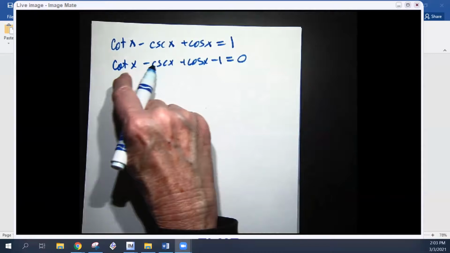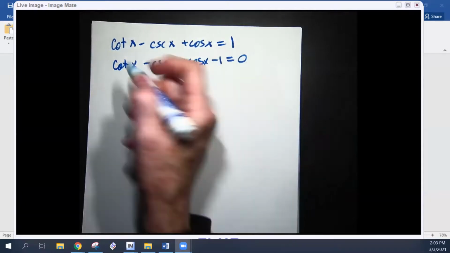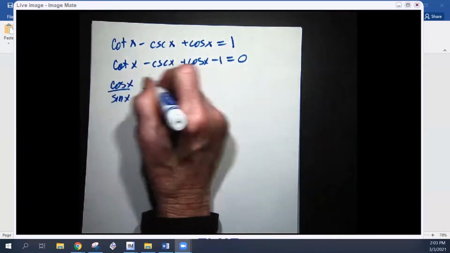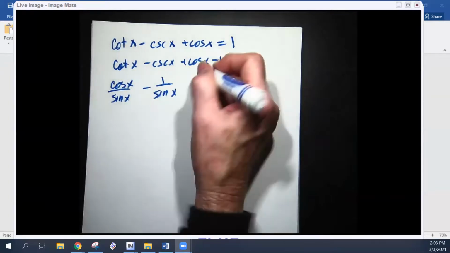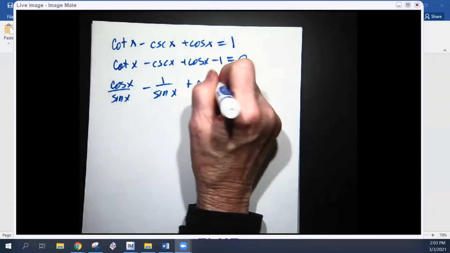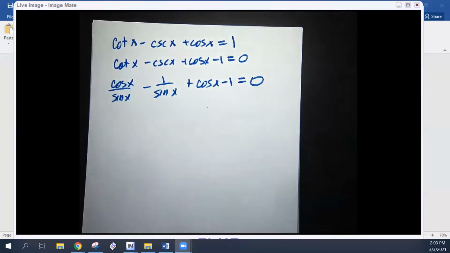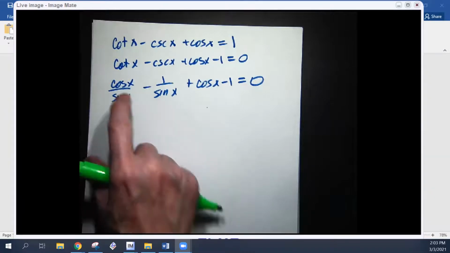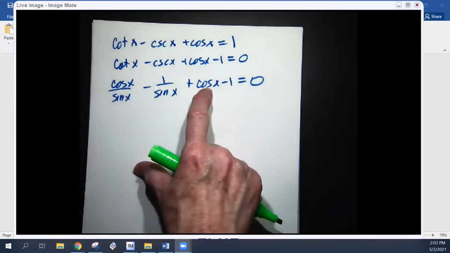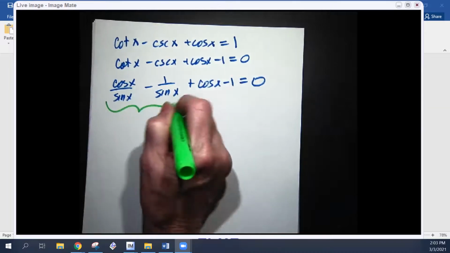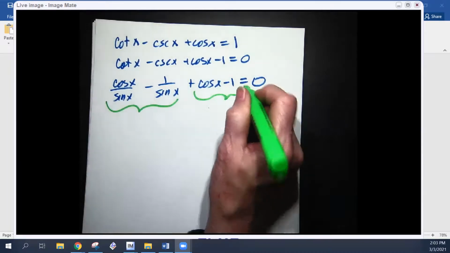Okay, then you said make things equal to sine and cosine. So cosine x over sine x minus 1 over sine x plus cosine x minus 1 equals 0. Okay, so that one, I'm thinking through the part that goes along with that. Now I look and go, this is really creepy, but I have 1, 2, 3, 4 parts. So therefore, this is going to be a factor by grouping problem.